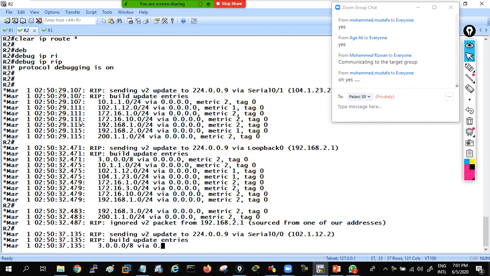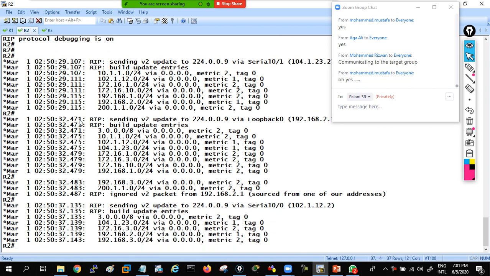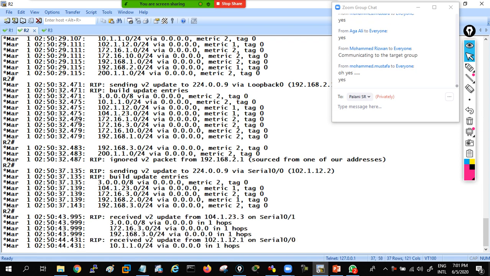Are you able to see that output? Say yes or no, everybody. I need answers from everybody, guys.